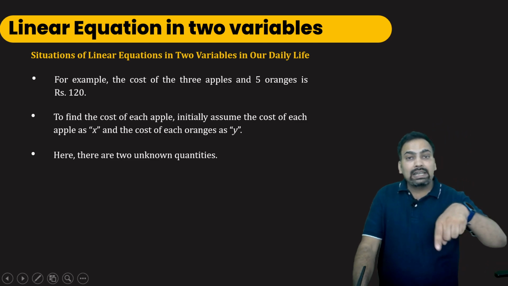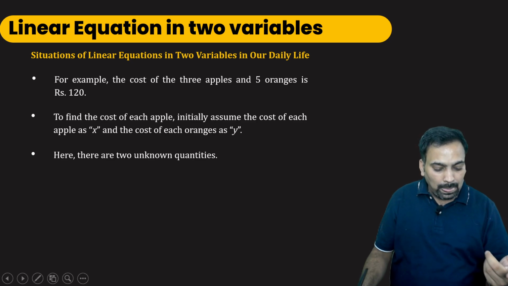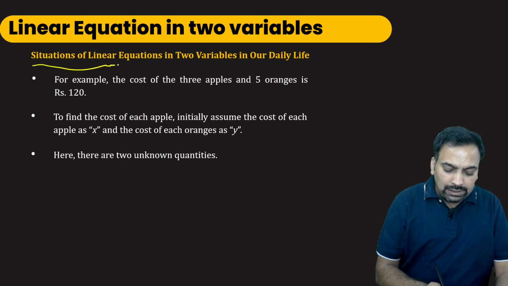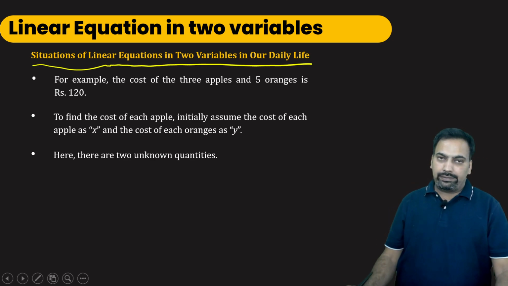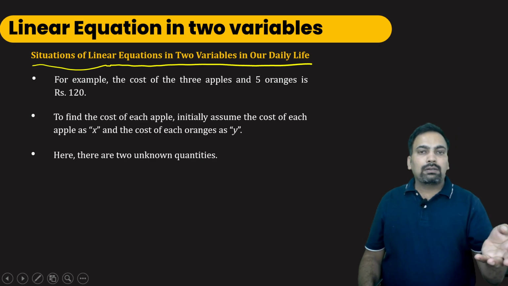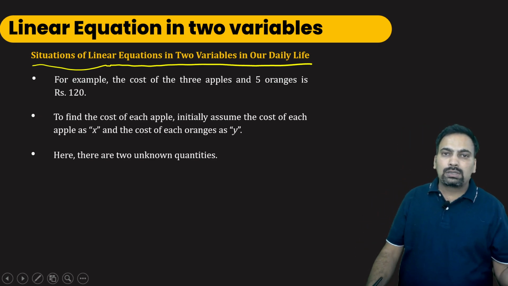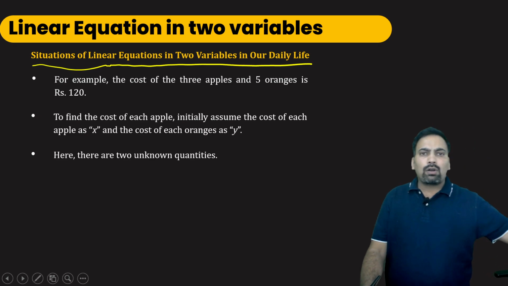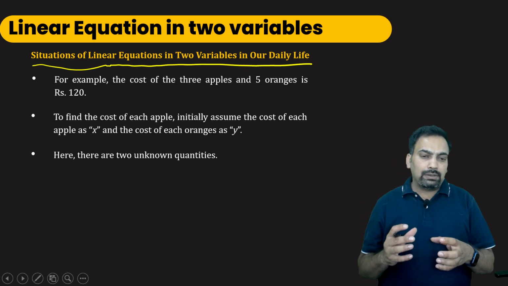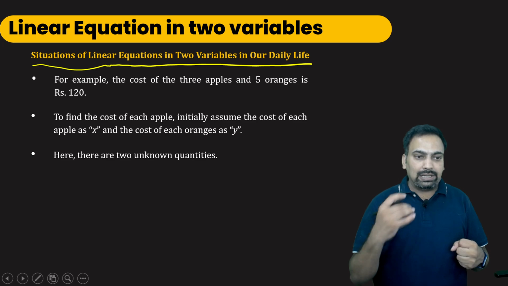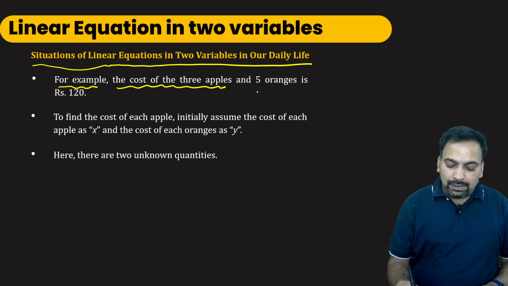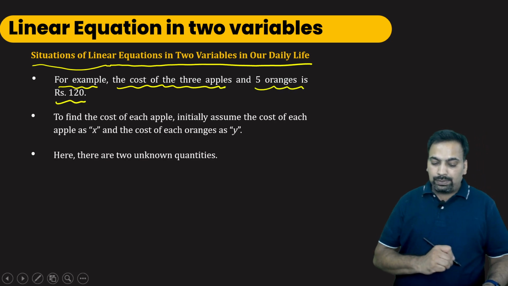Then what about linear equations in two variables? It's very simple. I will give you one situation: the situation of linear equations in two variables in our daily life. Whenever we purchase some fruits, some grocery items, these types of linear equation situations come up in our daily life. For example, the cost of 3 apples and 5 oranges is 120 rupees.